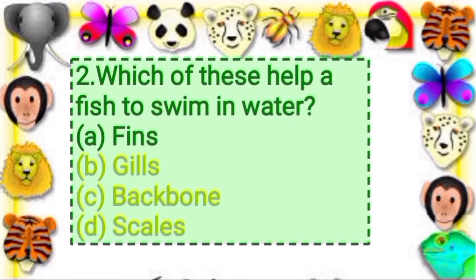So the answer is option A, fins. So as different animals have different things or features which help them to fly or walk or to jump, the same way fish have fins which help them to swim in water.